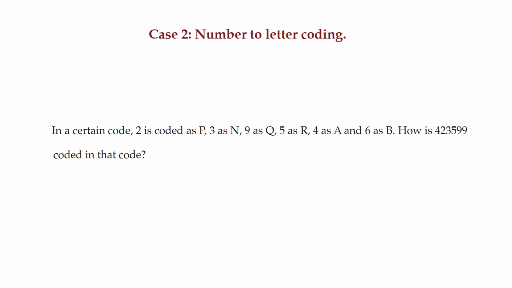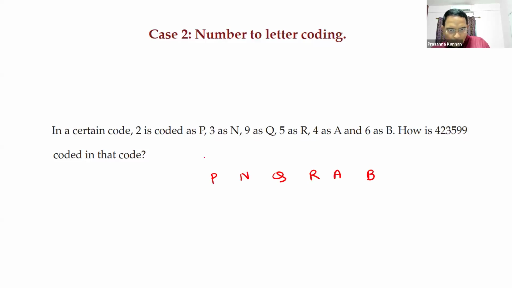Sir, is the answer APNRQQ? Yes, yes, very good. Same logic. So we have P, N, Q, R, A, B, right? What is P? P corresponds to the number 2, N is 3, Q is 9, R is 5, A is 4, and B is 6.